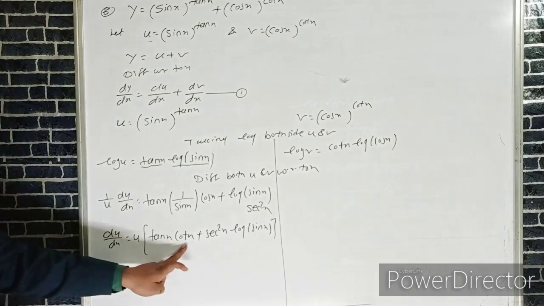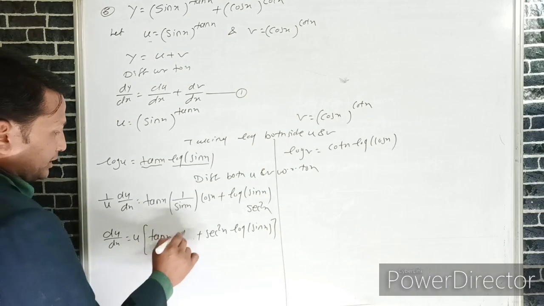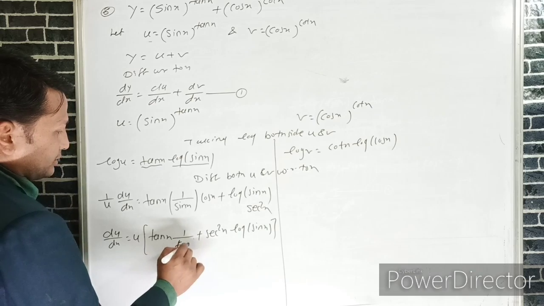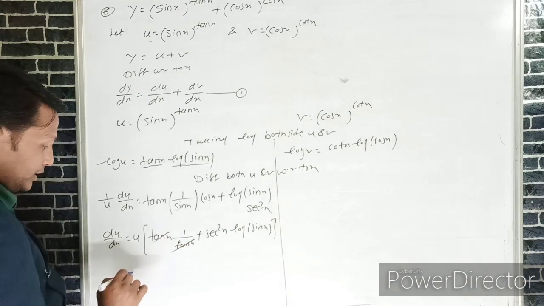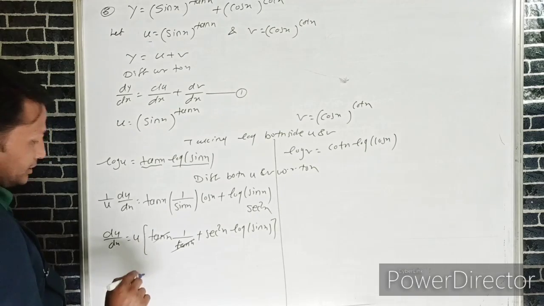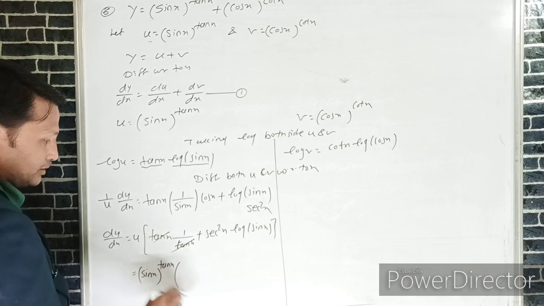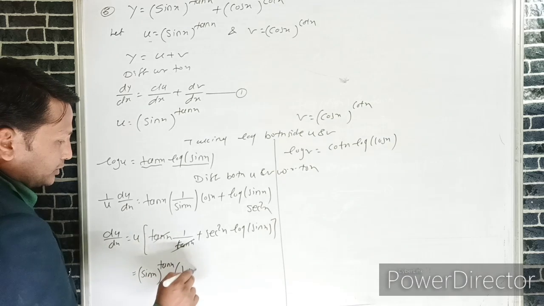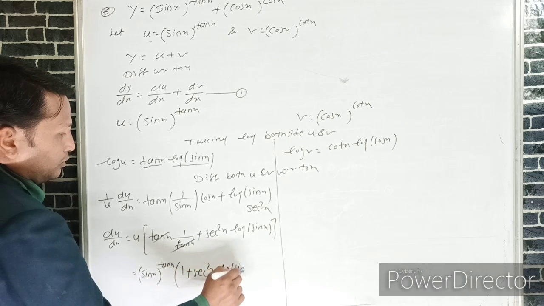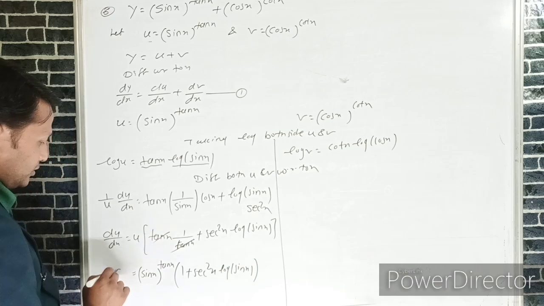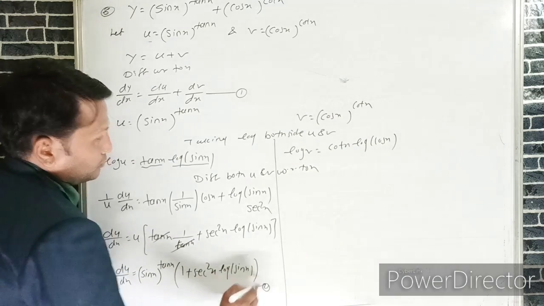Cot x means 1 upon tan x, so this cot x we can write directly as 1 upon tan x. Here tan x cancels, or tan x into cot x is also 1. We can write this u, meaning sin x raised to the power tan x, into 1 plus sec square x into log of sin x, which is the value of du by dx, equation number 2.